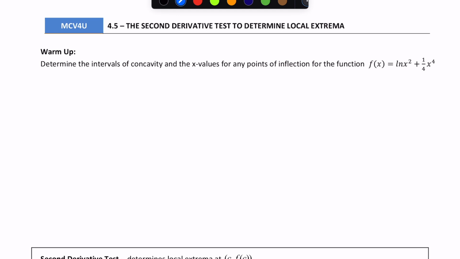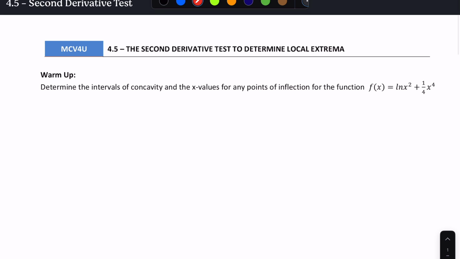Today we'll be looking at the second derivative test to determine local extrema. So let's look at this warm-up question, and it tells us to determine the intervals of concavity and the x values for any points of inflection for the function f of x is equal to ln x squared plus 1 over 4 x to the power of 4.